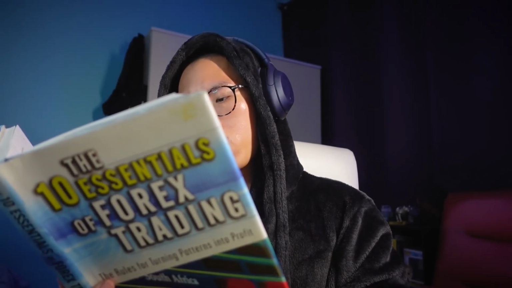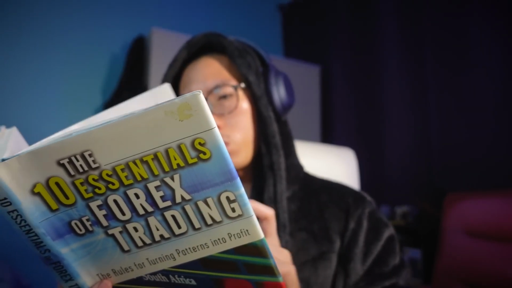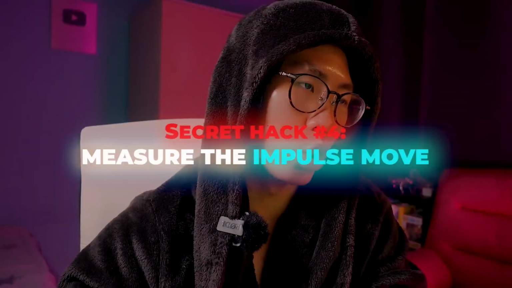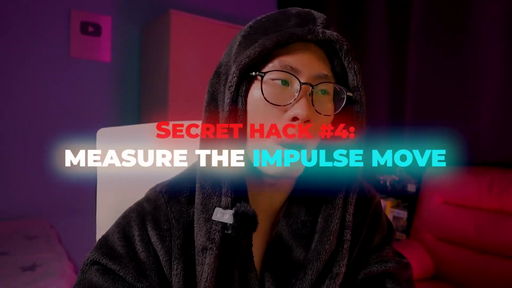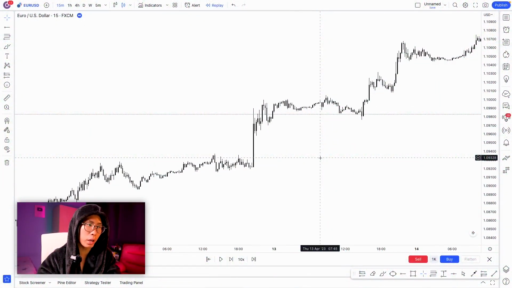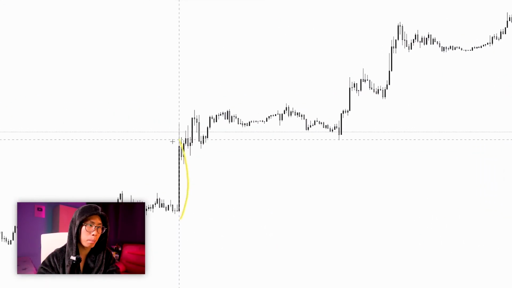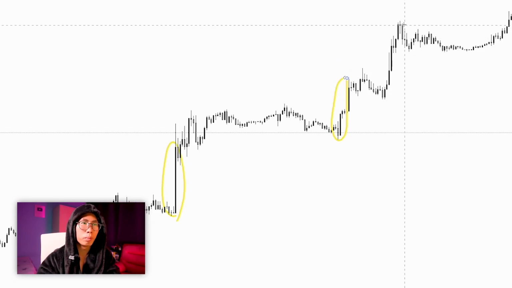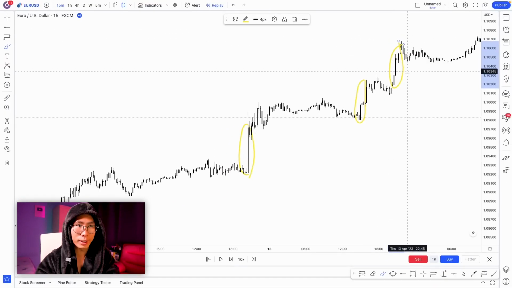Now the fourth hack that I have for you is actually something that I've read in multiple technical analysis books, but I didn't realize that it was true until I really tried and tested it out, right? So that is to measure the impulse move. So what are impulse moves? Impulse moves are basically moves like this, where just boom, boom, boom, it just goes up by a lot, right? It just goes up by a lot.